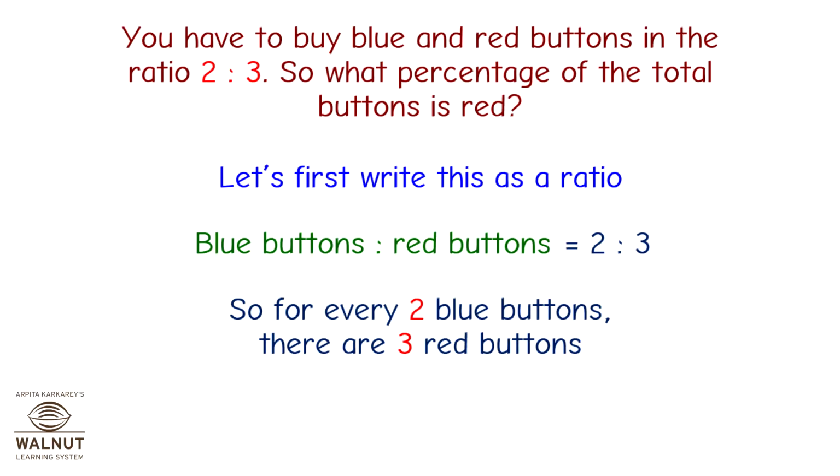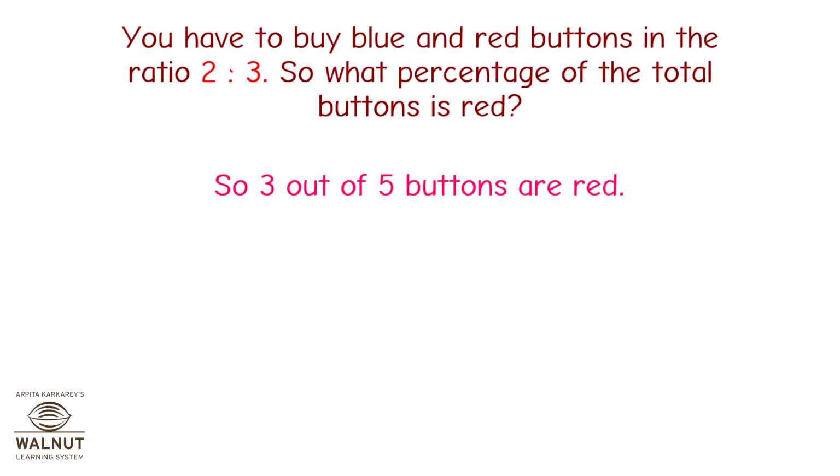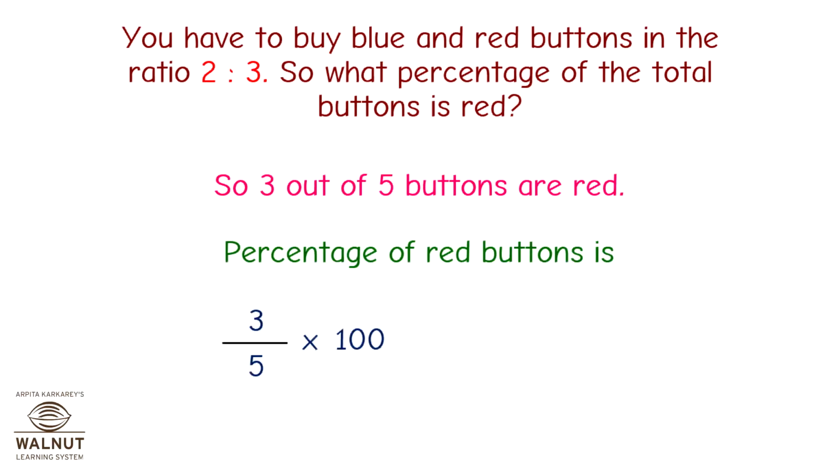So, for every 2 blue buttons, there are 3 red buttons. So, there are 3 red buttons in a total of 2 plus 3 is equal to 5 buttons. So, 3 out of 5 buttons are red. Percentage of red buttons is 3 upon 5 into 100. That is equal to 3 multiplied by 20 is equal to 60%.